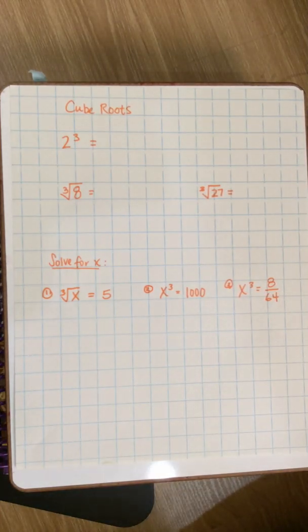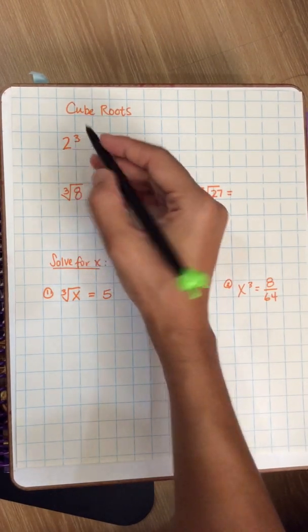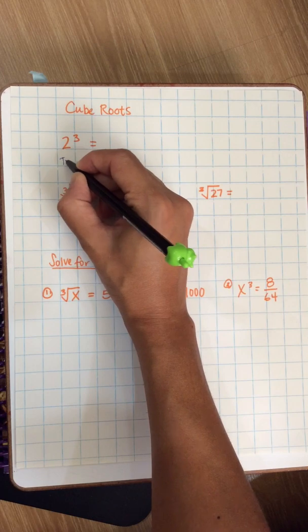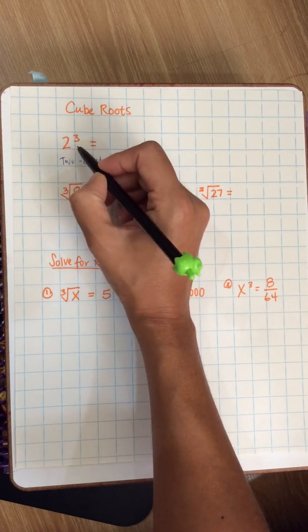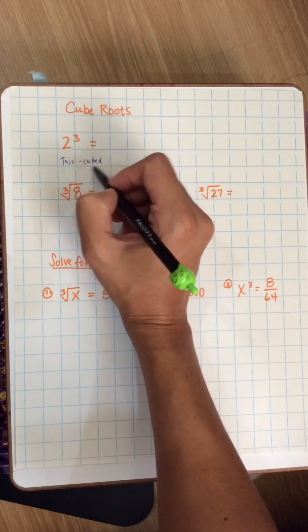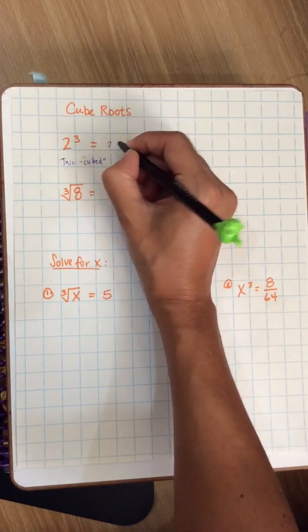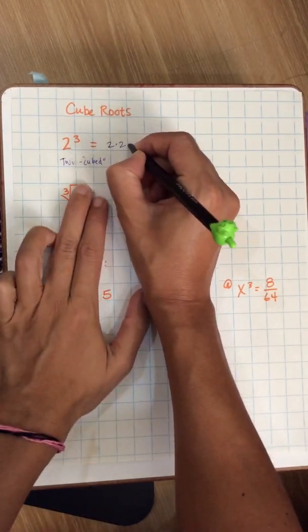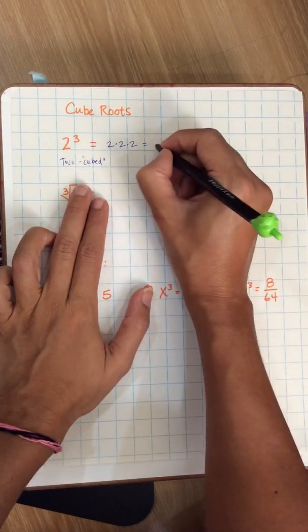All right, last time we talked about square roots. Now we're going to talk about cube roots. So maybe you remember that if you have 2 to the third power, you can also call that 2 cubed. Just like we say 2 squared for a power of 2, when there's a power of 3, we call it cubed. So 2 cubed just means 2 times 2 times 2. 2 times 2 is 4, and 4 times 2 is 8.